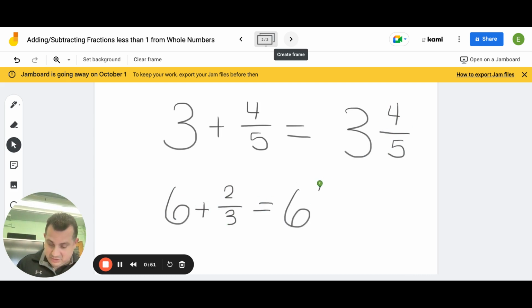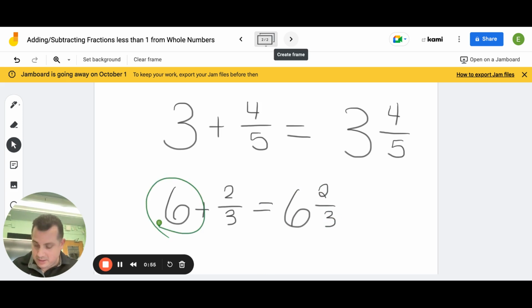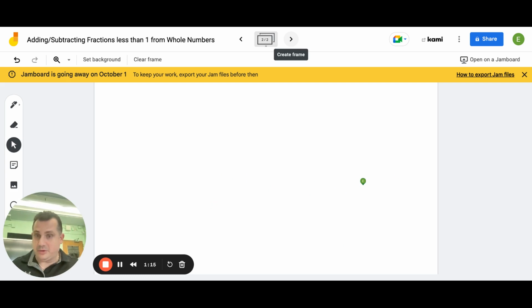6 and 2/3. We have our whole number, right? We have our fraction here, which is less than 1. So because it's less than 1, we're just going to be able to combine them because we have 6 wholes and 2/3, merge it together, and there's your mixed number, 6 and 2/3, right? So, that worked out.